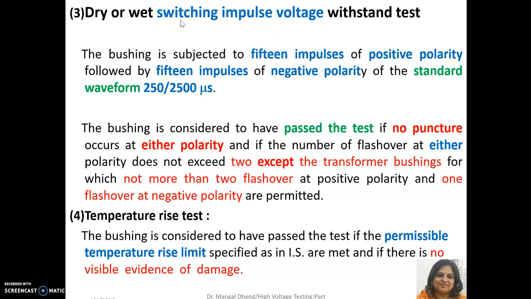But what is the difference in the switching impulse testing? You have to generate the standard waveform of the switching surge. So instead of 1 microsecond front time, here it is 250 microseconds, and instead of a 50 microsecond wave tail time, you have to use 2500 microseconds as the wave tail time.